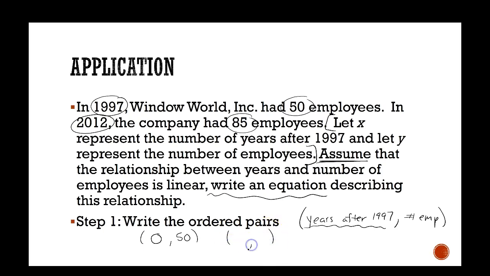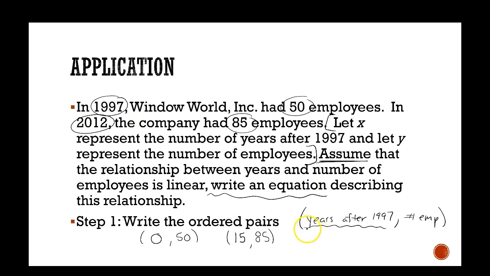My second ordered pair is 85 is the Y. That's the number of employees. That one's easy. So now 2012. How many years after 97 is 2012? So that would be 2012 minus 1997. And that gives you 15 years difference.